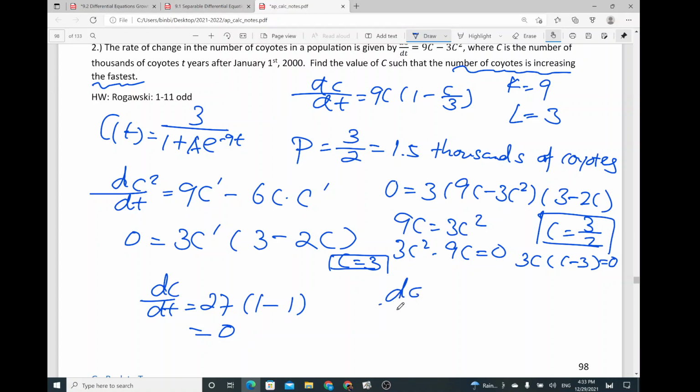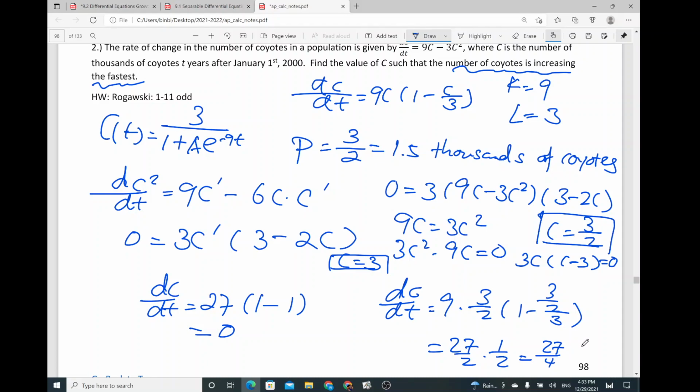And then the other one, dC over dt, you just plug in 3 halves. So 9 times 3 over 2, times 1 minus 3 over 2 divided by 3. This one will give you the fastest rate of change. So 27 over 2 times 1 minus 1 half, which is 1 half. So 27 over 4. This is the number of coyotes versus the time per year. So this is the fastest rate of change. I would say the number of coyotes is increasing the fastest at 3 over 2. The other one shows the population at the slowest rate of change. So this one is the slowest, and this one is the fastest.